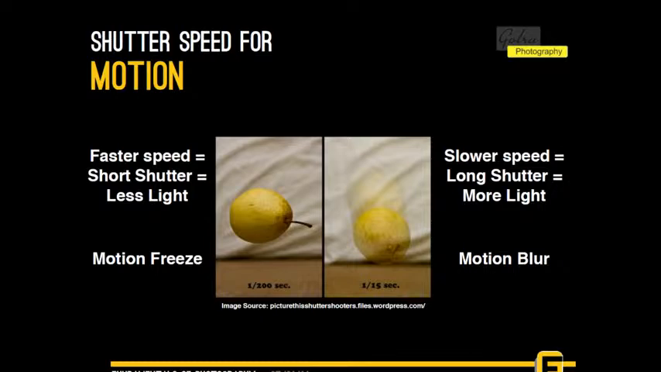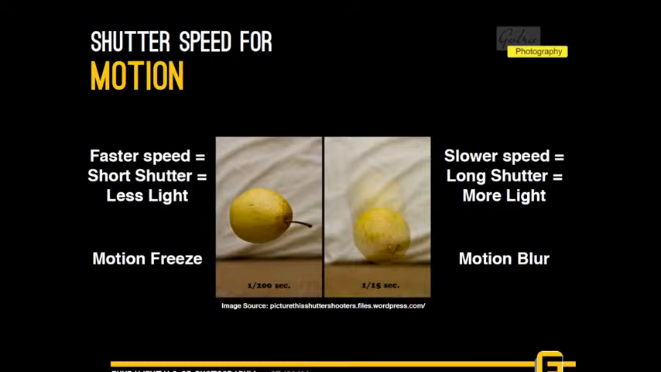So for the motion blur effect, for slower speed pictures, you have to keep your camera on a tripod, because if you do not keep it on a tripod, you will have a lot of motion blur and your picture will not look like this. Your picture will look like everything is motion blurred. So you have to make sure you use a tripod for slow speed.